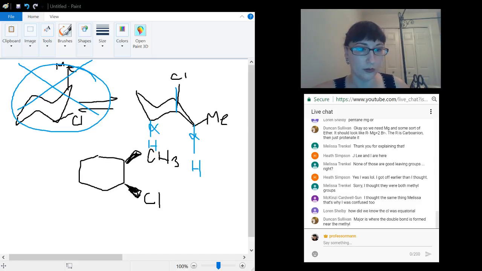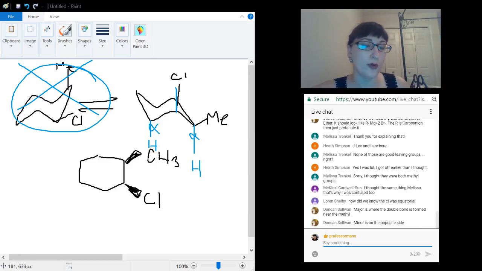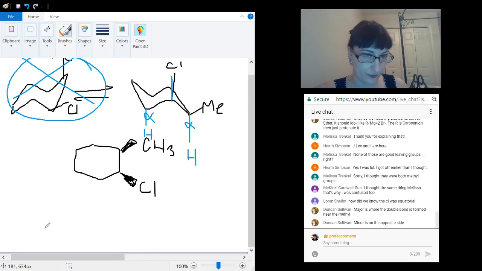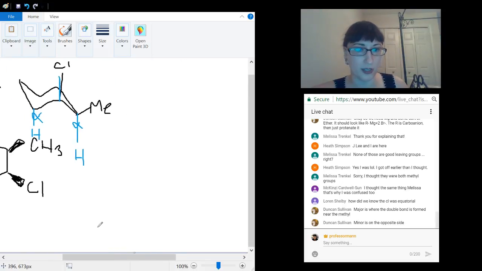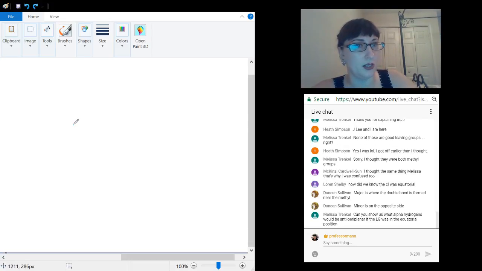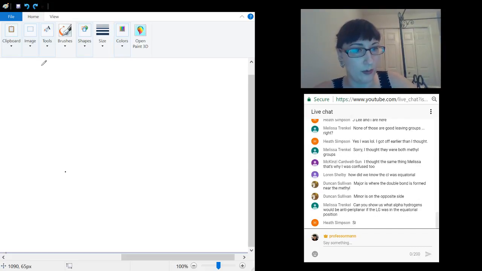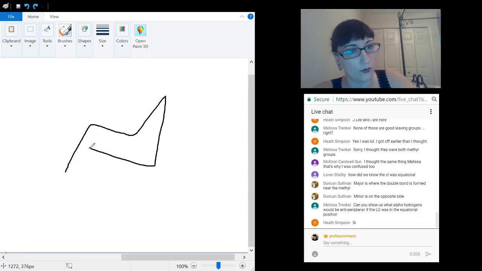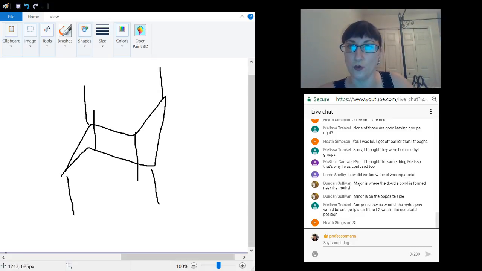So, Lauren, how do we know the chlorine was equatorial? Well, if you remember back to organic 1, and that's a big if because some people remember it and some people don't, when we have our cyclohexane, on every carbon there is an axial group coming off of it, 3 pointing up and 3 pointing down.